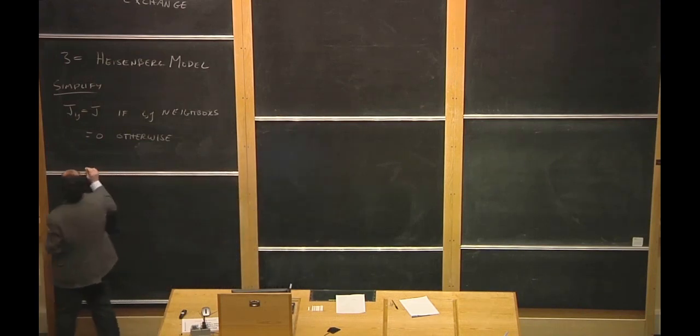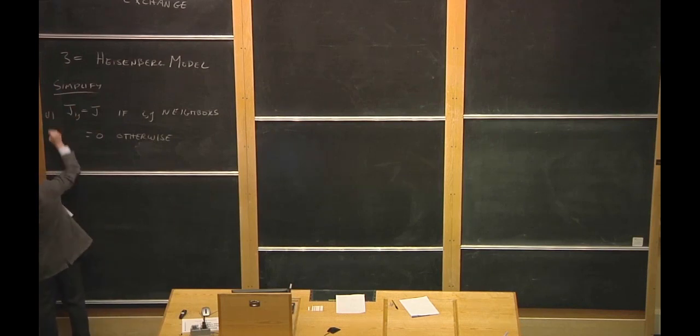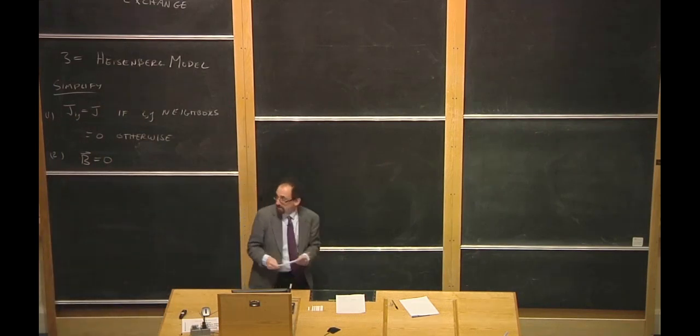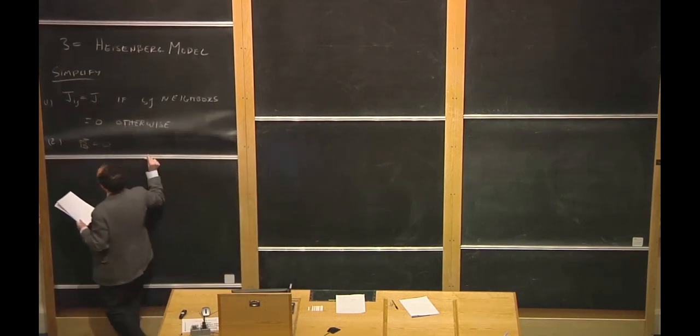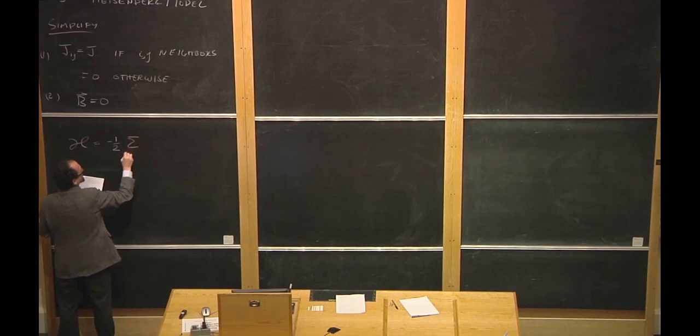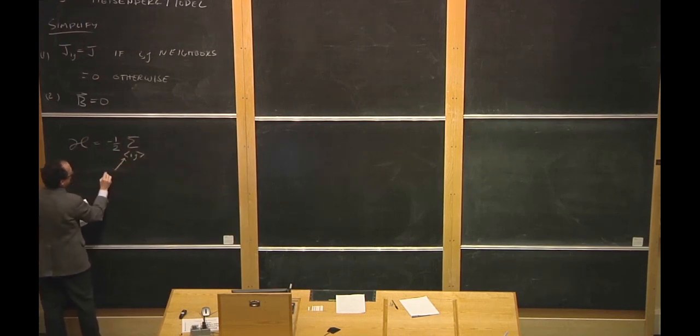So this is simplification 1. And simplification 2 is, for now, we're going to set the external magnetic field to 0, and we may put it back in later. So our Hamiltonian now takes the form H is minus 1/2 sum over ij, and I'll write it like this. This notation means i and j are neighbors.